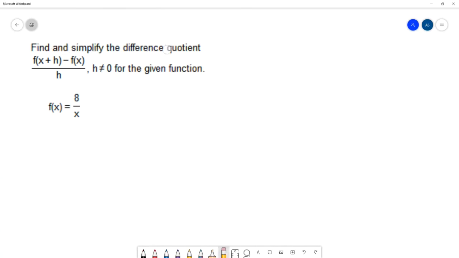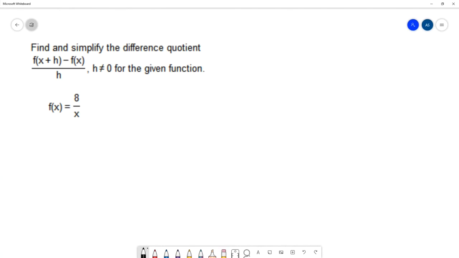Find and simplify the difference quotient, f of x plus h minus f of x over h, where h is not equal to 0. And the function we want to find the difference quotient for is f of x equals 8 over x.